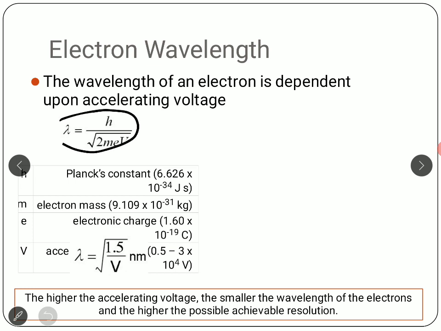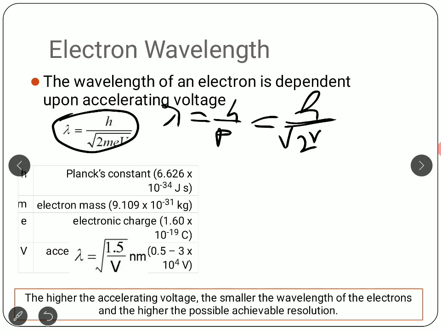This relation might already be known to you from the de Broglie wavelength: lambda is equal to h divided by p. If you consider momentum, you can write it in terms of h divided by root over 2meV. Here the energy is equal to half mv squared, and if we apply a voltage to a charged particle, then eV will be the energy. So basically this is the relation that we have for the wavelength.